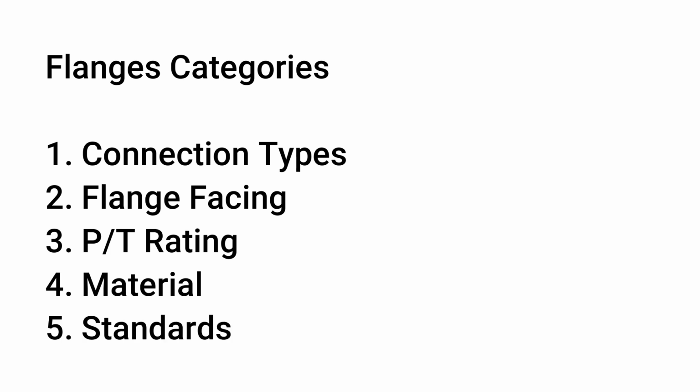So stay tuned. Flanges are used to connect pipes, valves, pumps or other equipment in a piping system. Flanges also provide easy access for inspection, maintenance or even cleaning. Now let's talk about flanges in more detail. In broader terms, flanges can be divided into 5 categories. They can be explained in terms of connection types, flange facings, pressure temperature ratings, flange material, and different flange standards.